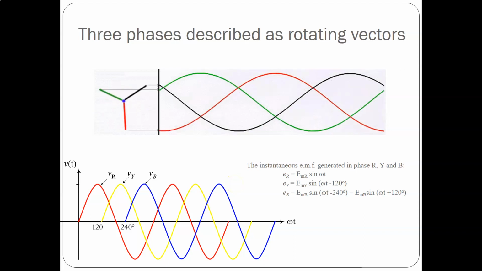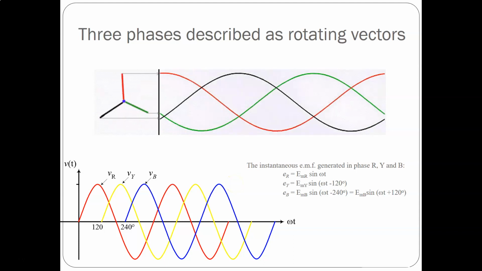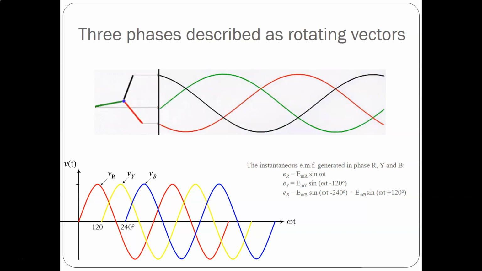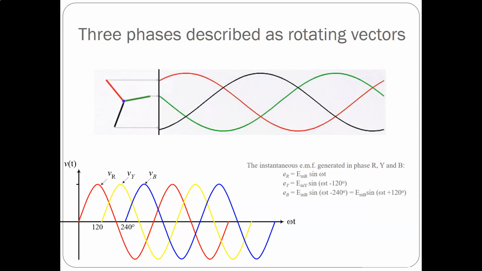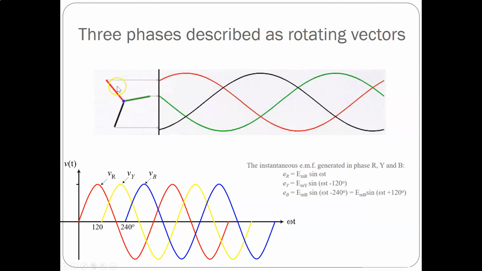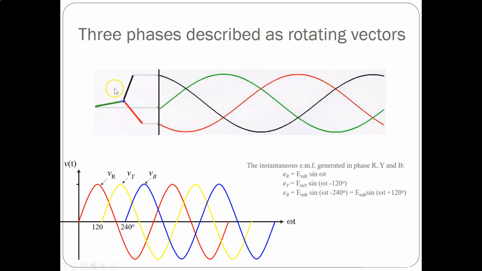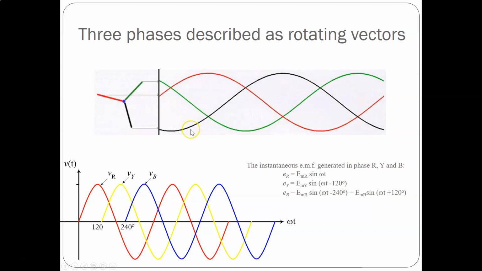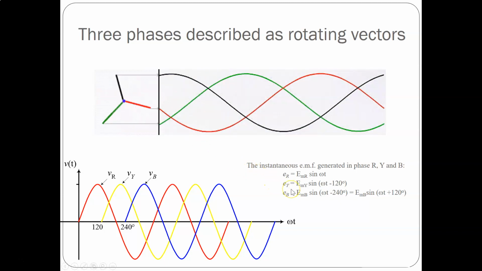We will now talk about three-phase systems. And here you can see three phases described as rotating vectors. So as you can see, it's rotating counterclockwise, typically. And you can see how then three sine waves are created.